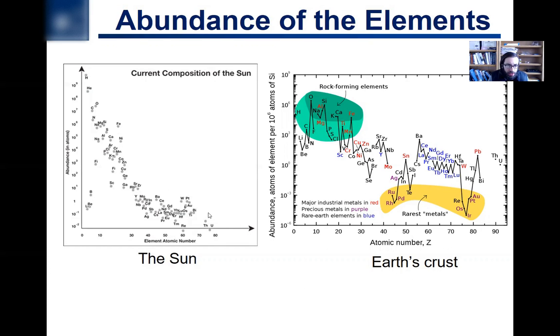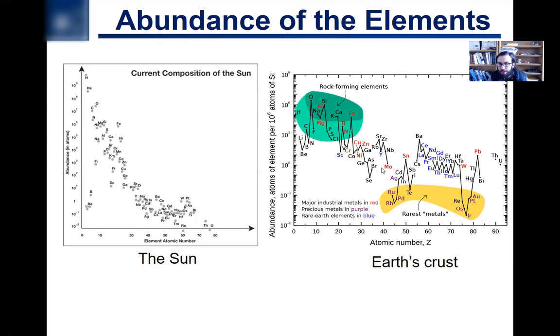The other thing that you'll notice is that hydrogen is very abundant in the sun, and so is helium. But if you look in the crust, hydrogen and helium aren't particularly abundant. In fact, helium is very rare. Okay, there's certain pockets of it that get formed.